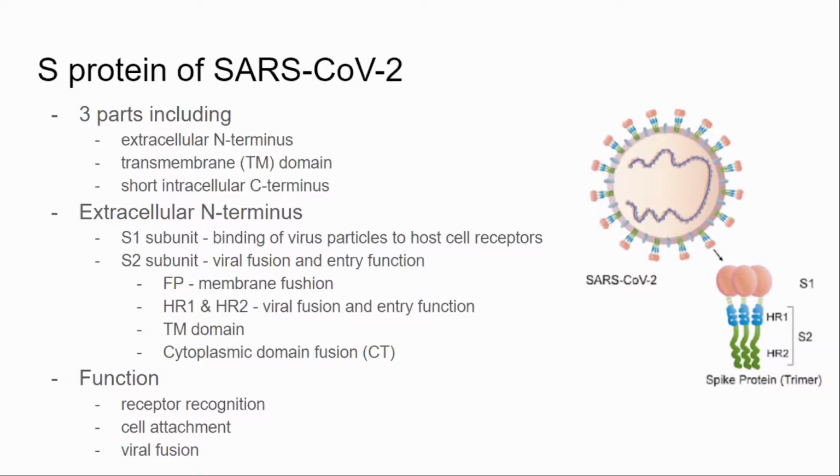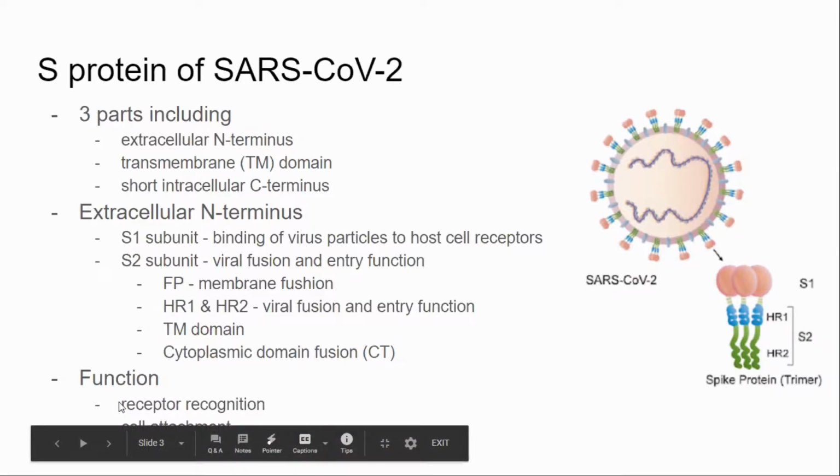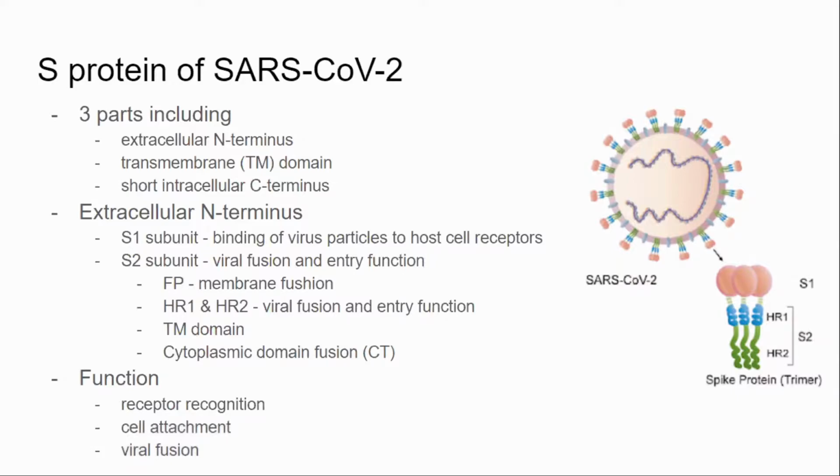First one is the S1 subunit, which contains the particle or antigen that can bind to the receptor on the host cell. And the second one is the S2 subunit, or viral fusion entry, which is used for fusion and entry into the host cells. Please go to the next slide.